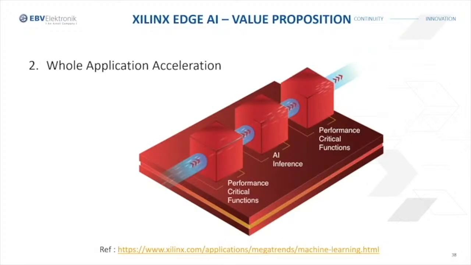The next very important point is that XILINX provides the ability to not only accelerate the deep neural network itself, but the entire application, including performance-critical functions such as pre-processing, post-processing, and so on. So you can build your complete application, not only the acceleration of artificial intelligence, mostly in one device.